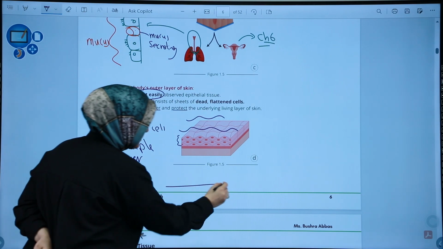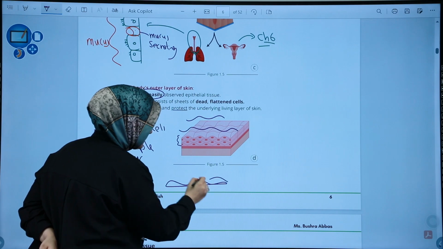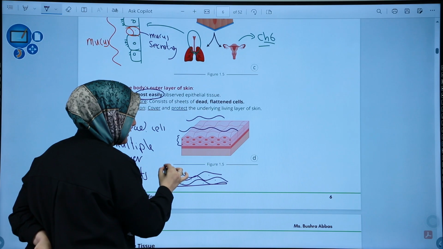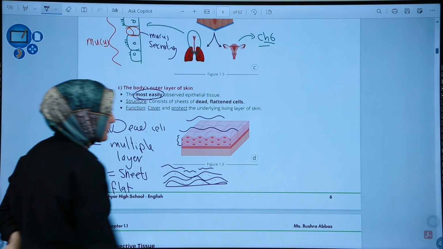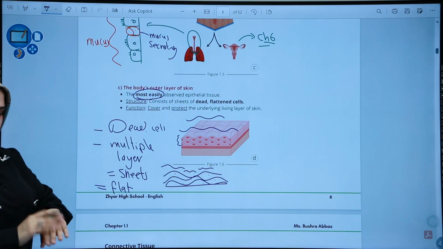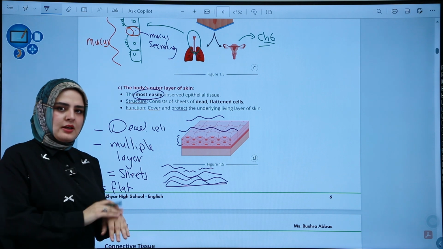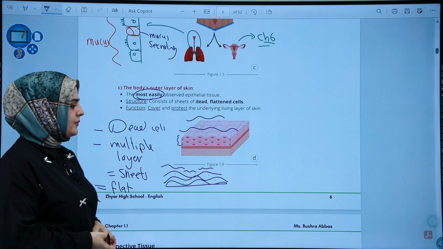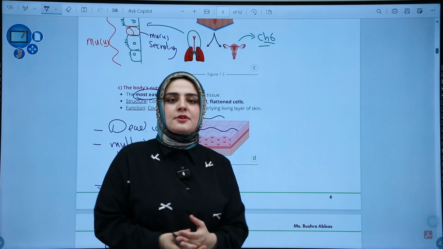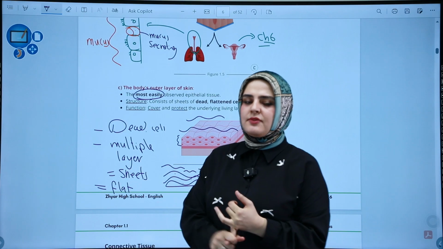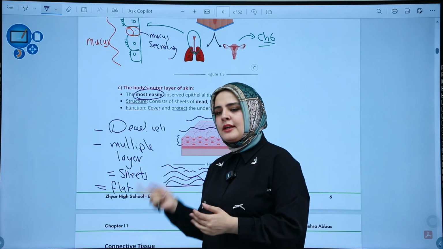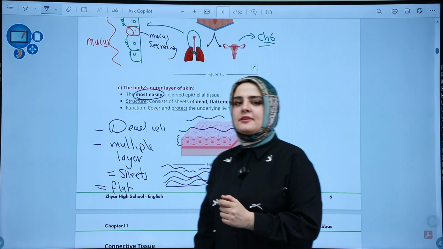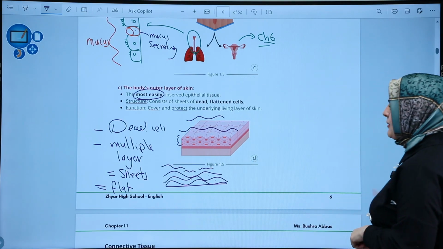So I can consider it like this. The cells are flat. And of course there's a bunch of them that are dead on top, and we know that because usually the girls are scrubbing or exfoliating their skin. This is the dead cells going off. So these were the three examples of epithelial tissue: one in the blood vessel, another in the trachea, and lastly your skin, which is made of dead sheets of flat cells. Okay, sheets mean multiple layers.